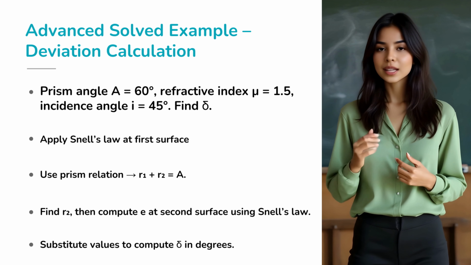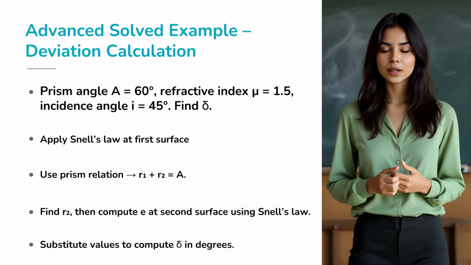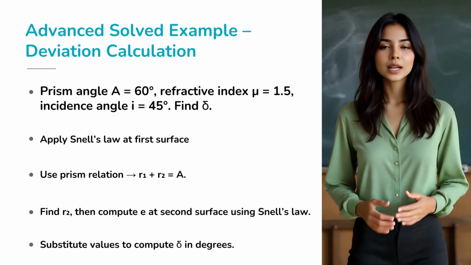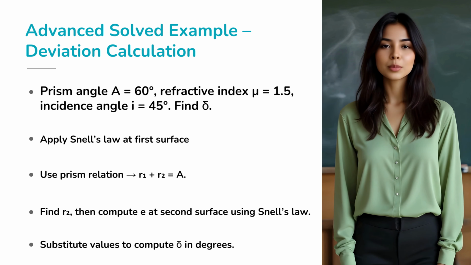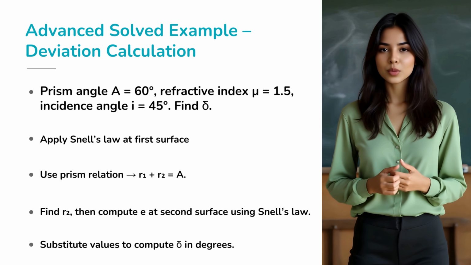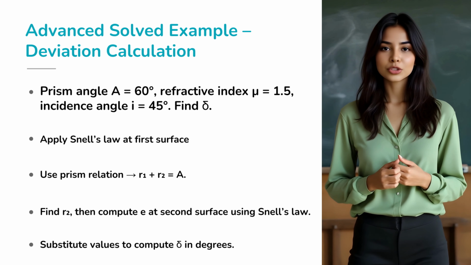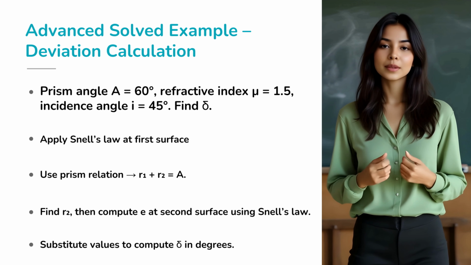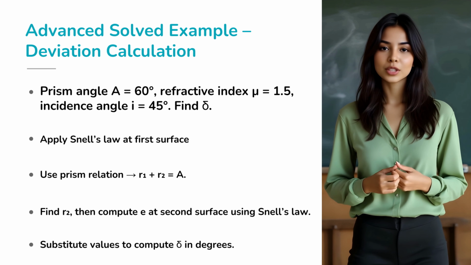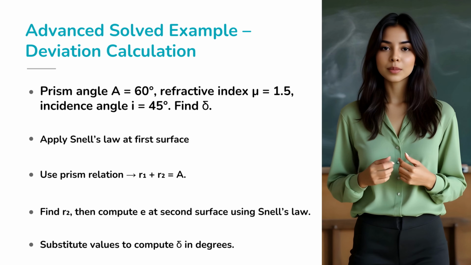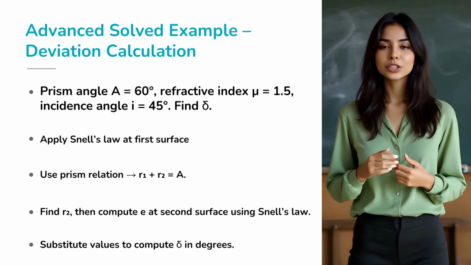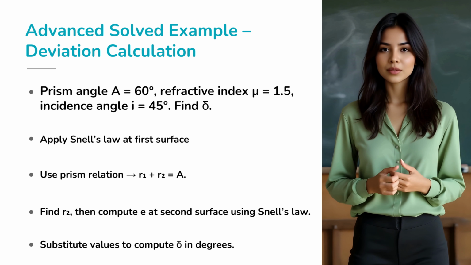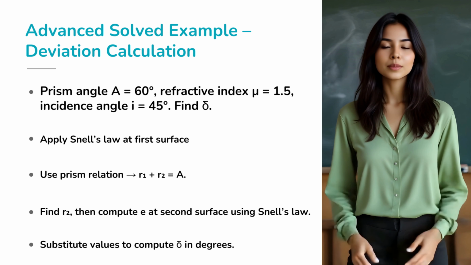Mu equals sine I divided by sine R1. Substituting I equals 45 degrees and mu equals 1.5, we get R1 equals sine inverse of sine 45 divided by 1.5. Step 2. Use the prism relation. R1 plus R2 equals A, which is 60 degrees. From this, we find R2.